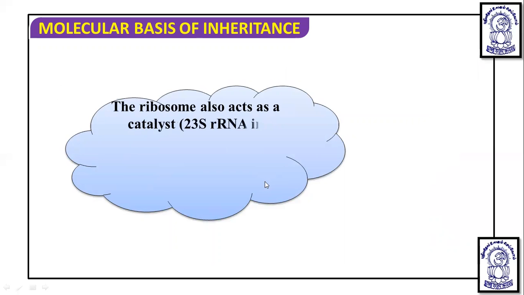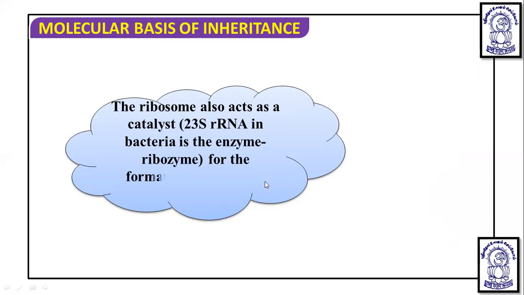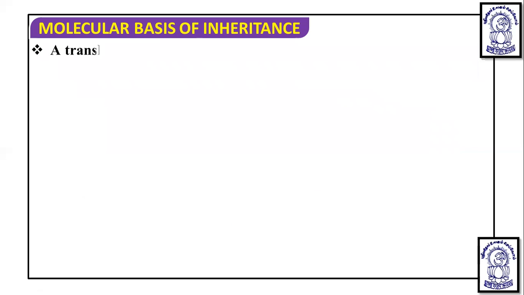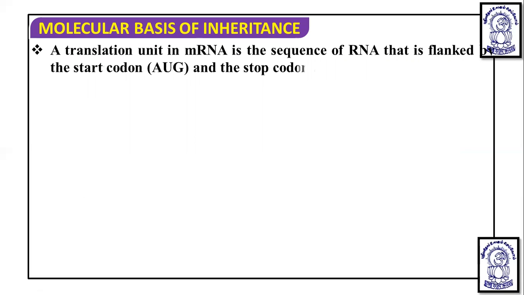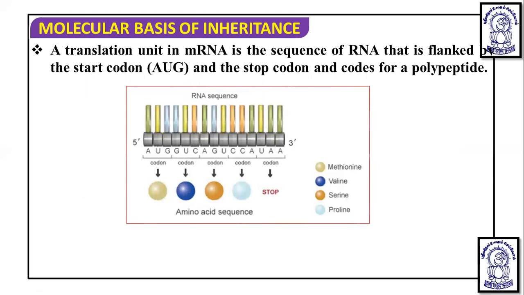And the ribosome also acts as a catalyst because 23S rRNA in bacteria is the enzyme, or ribozyme. rRNA acts as an enzyme because it is involved in peptide bond formation. And the translation unit in mRNA is the sequence of RNA which is flanked by a start codon and a stop codon and codes for a polypeptide. That is a translation unit.